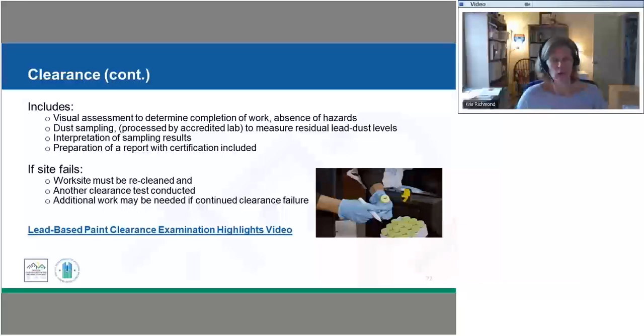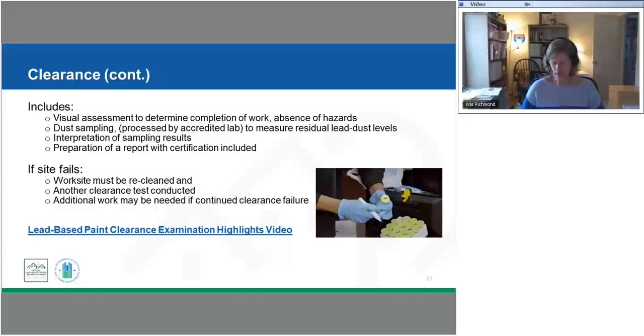So we're hoping that it passed clearance. If it didn't, the work site needs to be re-cleaned again, and another clearance test needs to be conducted. So after that's done, then we need to provide the notice of lead hazard reduction activities.